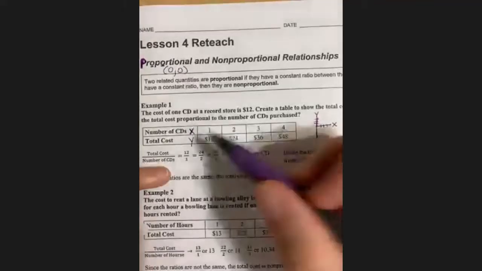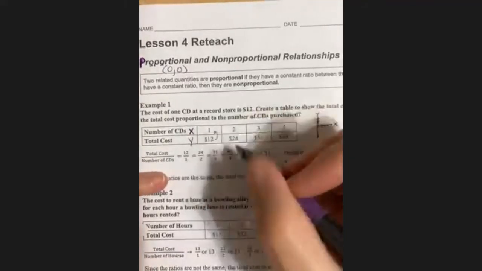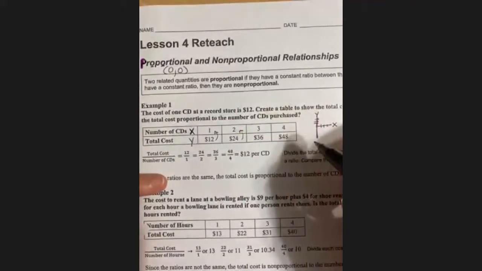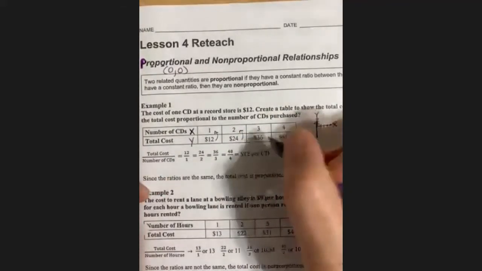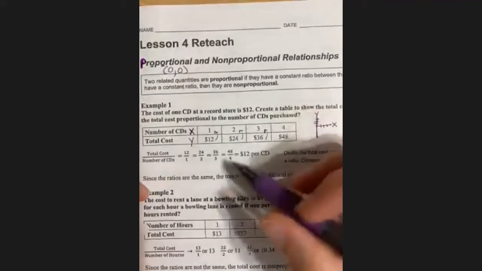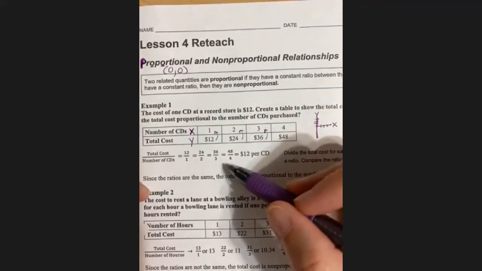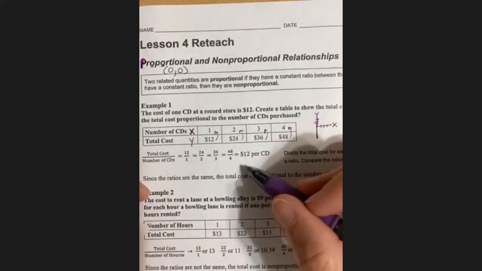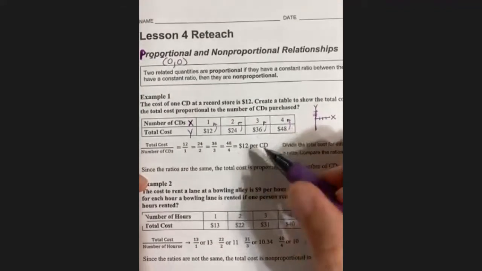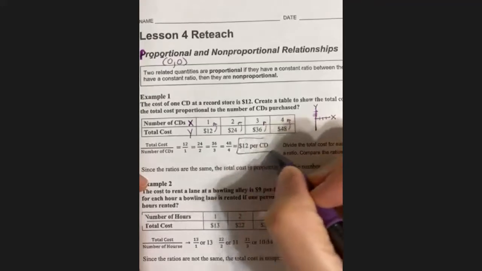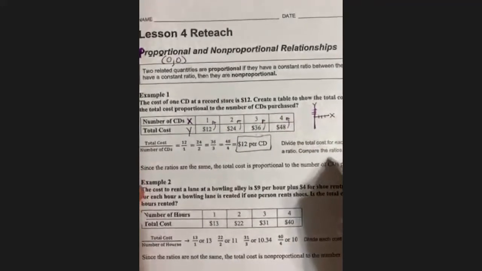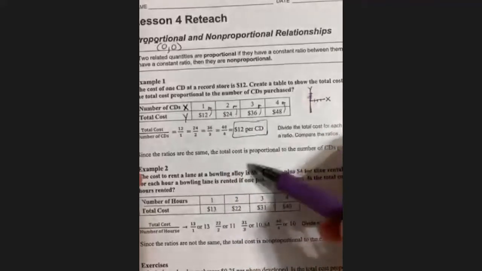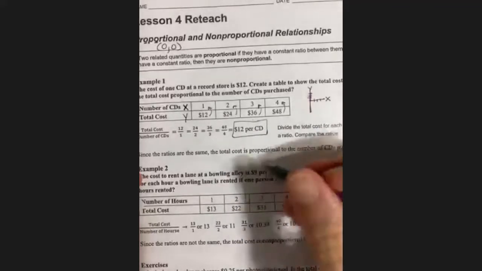So in this case, I'm going to put 12 over 1. I'm going to put 24 over 2, which reduces to 12 to 1. I'm going to put 36 over 3, which reduces to 12 to 1. And I'm going to put 48 over 4, which reduces down to 12 to 1. That means it's $12 per CD, and this is referred to as my unit rate, which means that the ratios are the same. Since they're all 12 to 1 consistently, the cost is proportional.